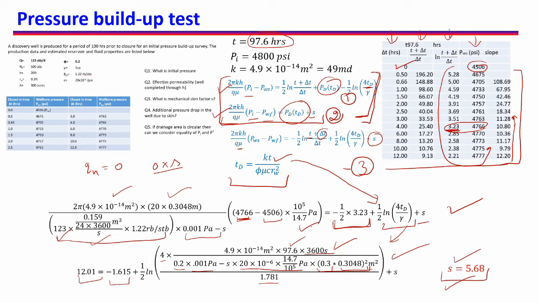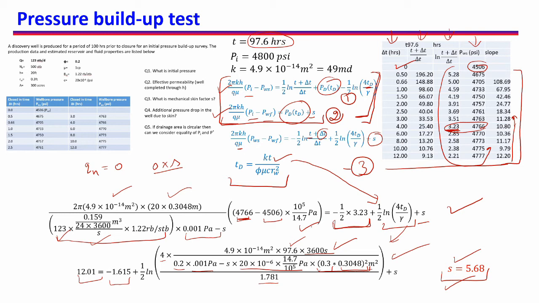Using this skin factor, you can find what is the delta P due to skin, which will be Q mu S by 2 pi kh. So that should be very easy. So I have not done the calculation for that. You can do it yourself.